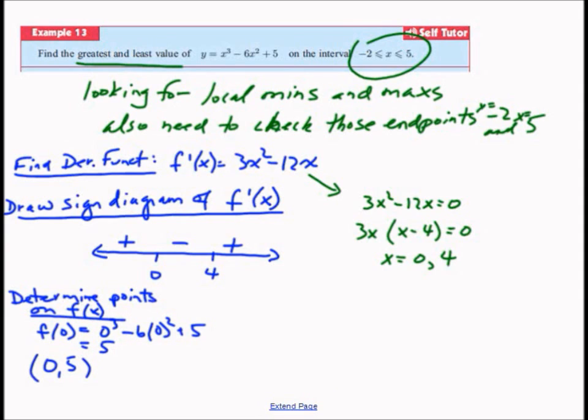Now we need to look at classifying it. If we look just at this part of our sign diagram about the 0, we can see that it is increasing and then decreasing, which refers to a local maximum.